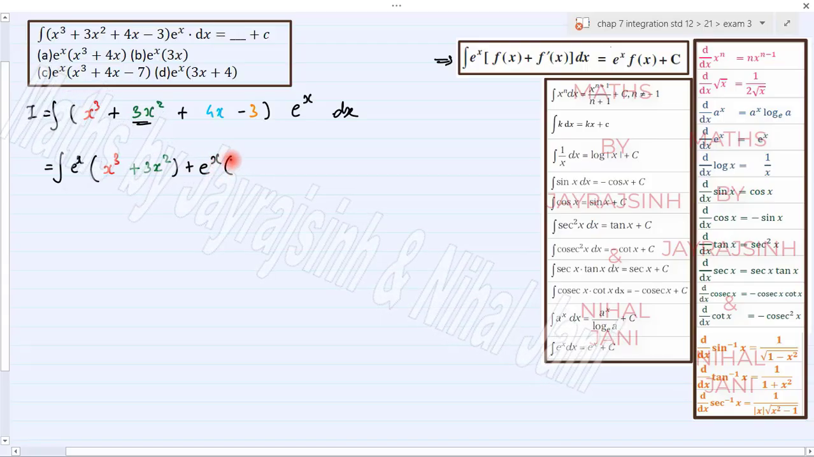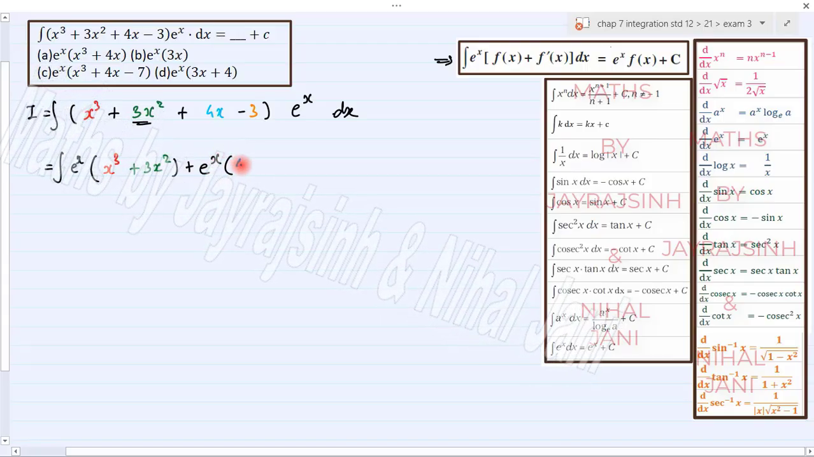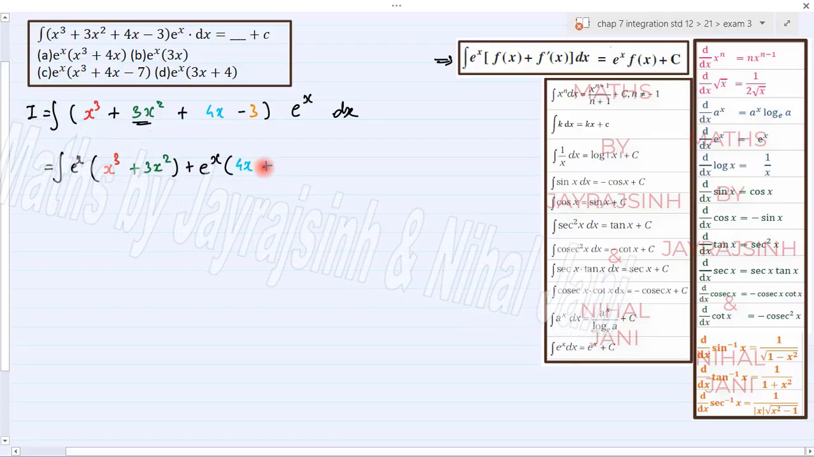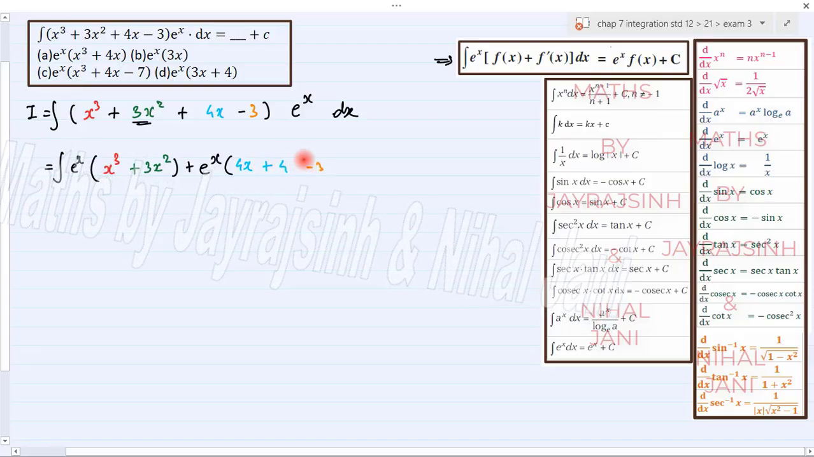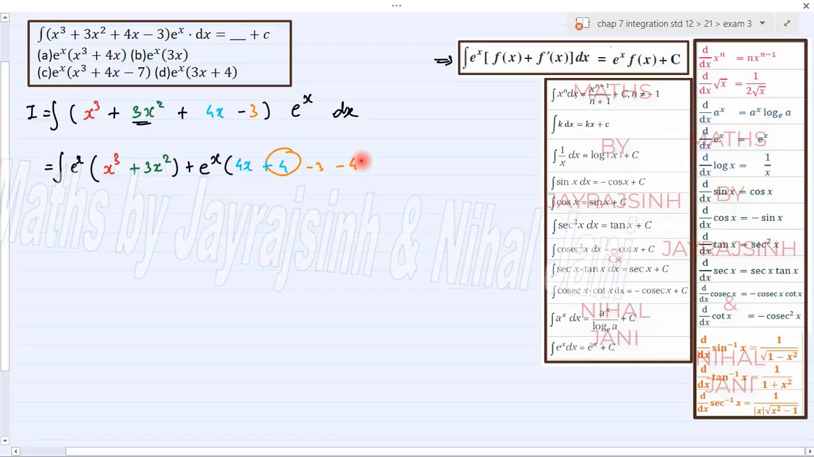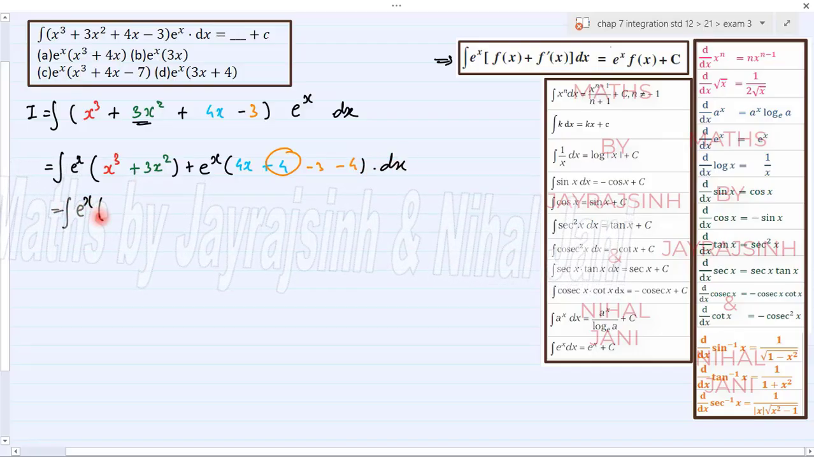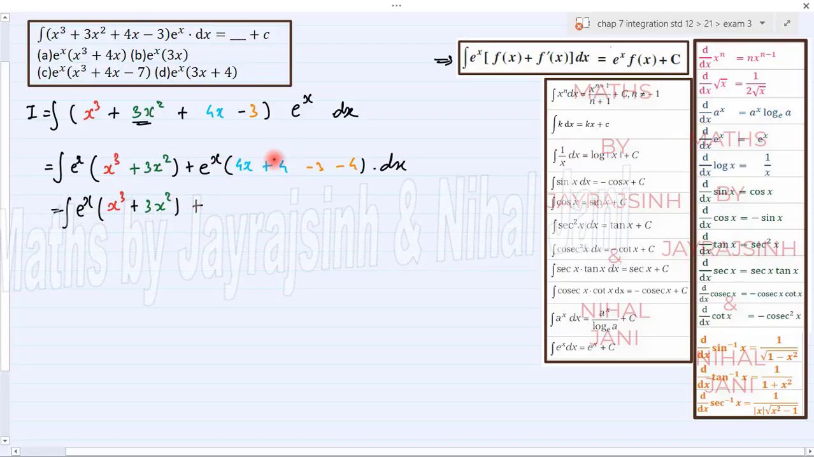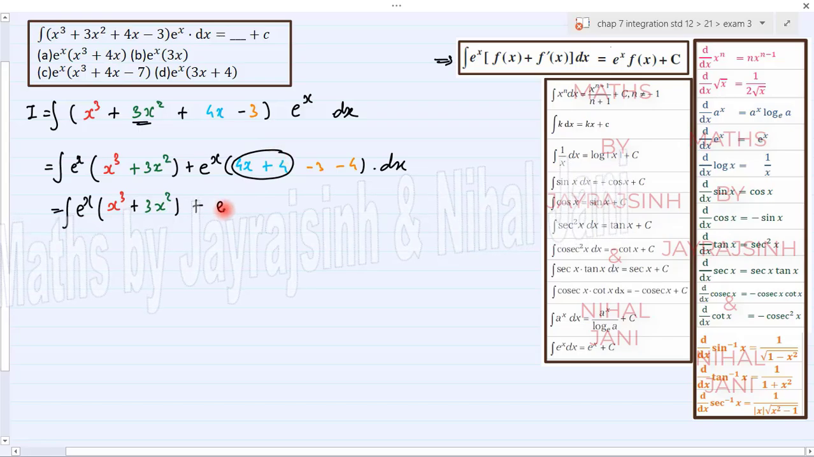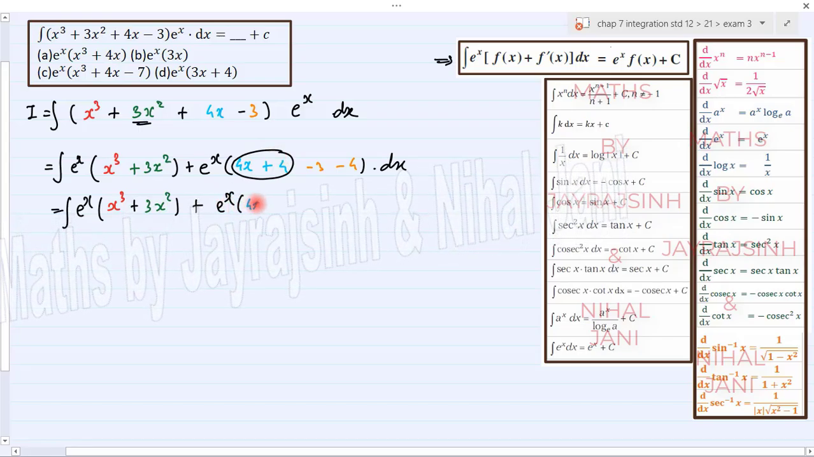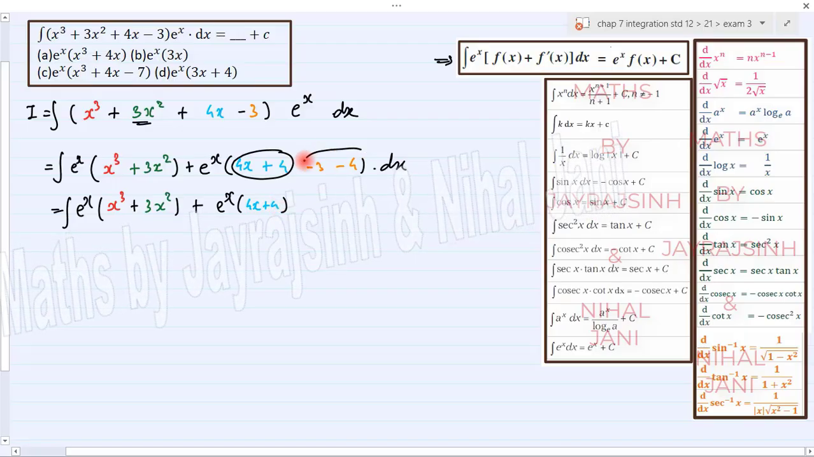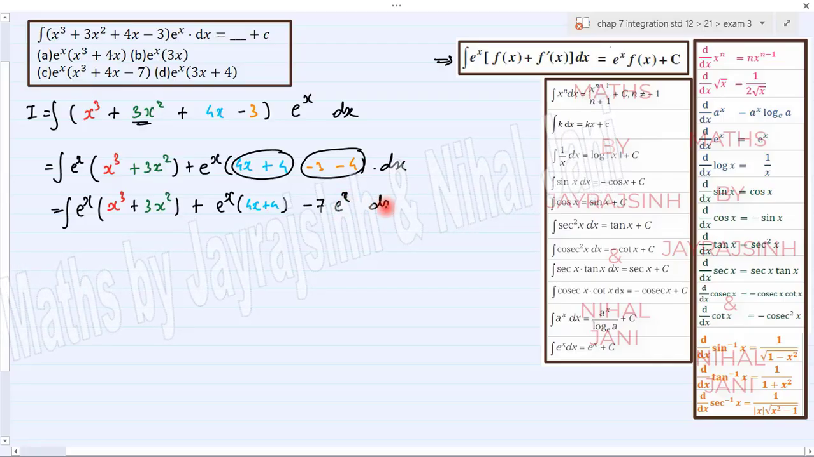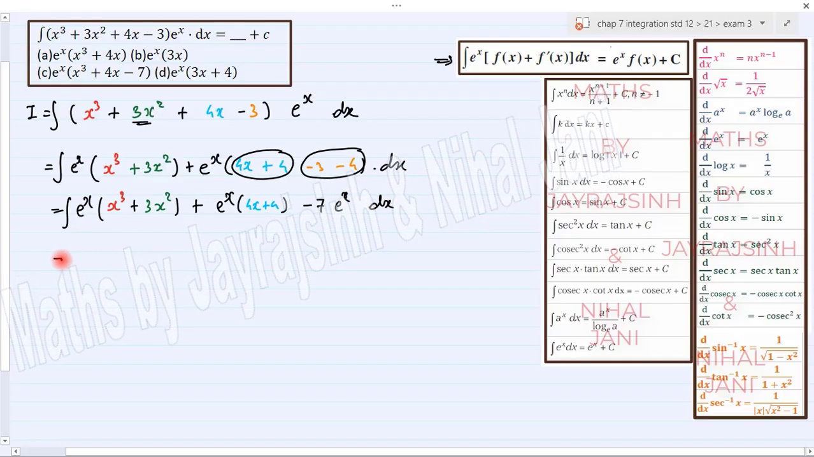Now our next term is 4x. So we need differentiation of 4x, which is plus 4, but we have minus 3. So let's add and remove 4. Here your first term will remain as it is, and in the second term, let's say this 4x plus 4 is 1 unit, so e raised to x into 4x plus 4, and this minus 3 minus 4 will become minus 7, into e raised to x dx. Now we are ready for integration.